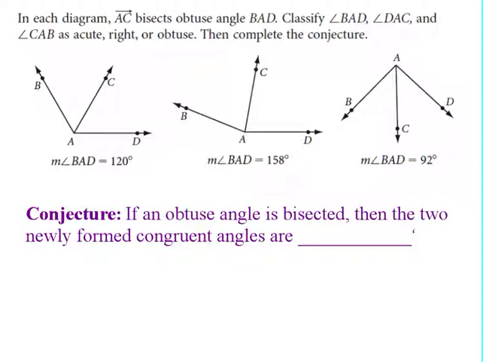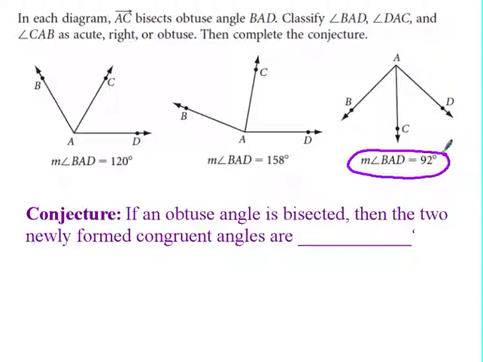All right, BAD. What is that one? Obtuse. What is that one? Obtuse. Okay, BAC is acute, and CAD is acute. Now, for those of you wondering, how can you tell that? How can you tell if it's right? You look at the measures.